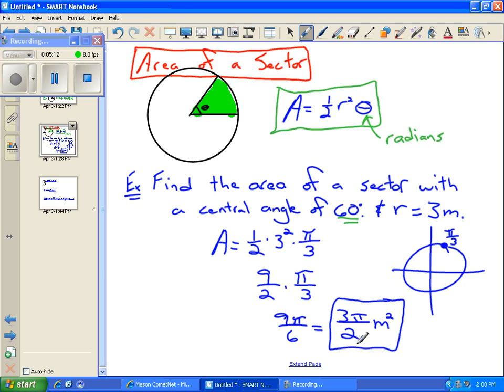Again, if you want a better number without having the pi in there, you can plug in 3.14 to get a better idea of exactly how much that is. I'd like to leave my answer with pi in it because that's the exact answer.